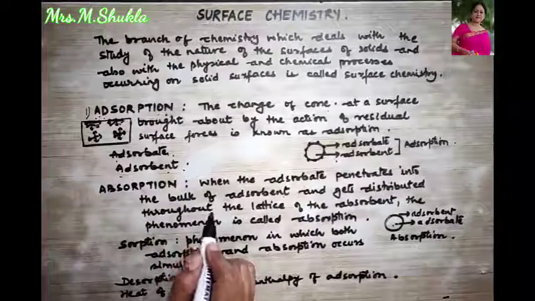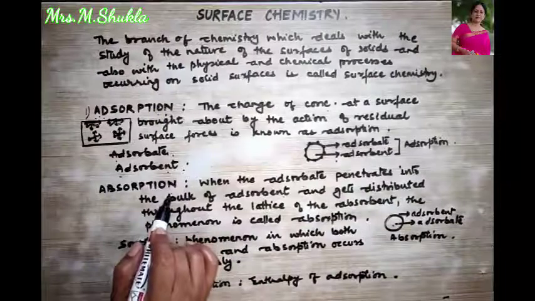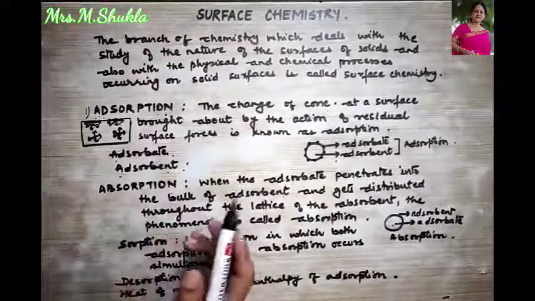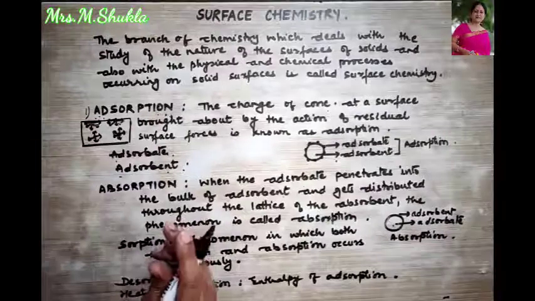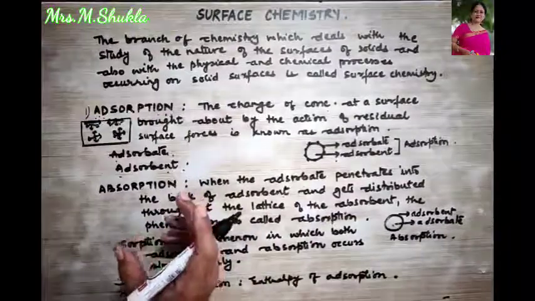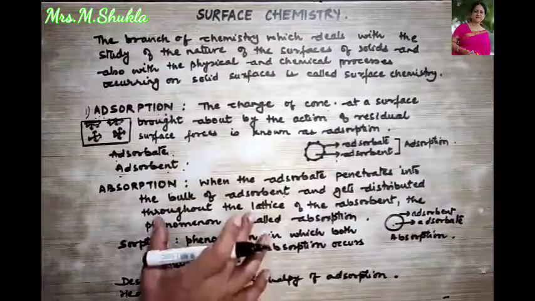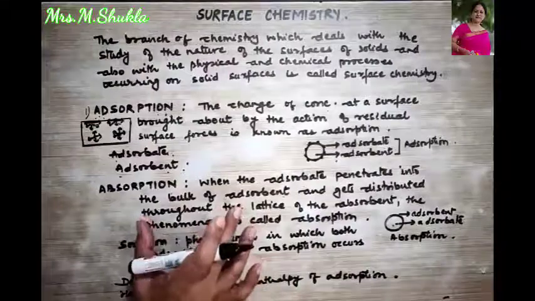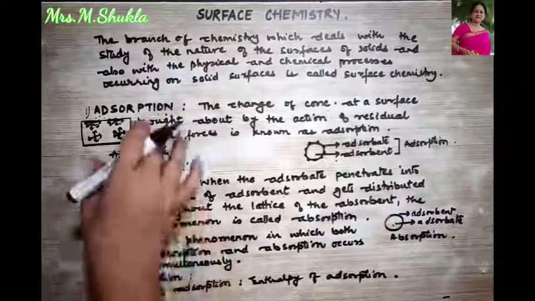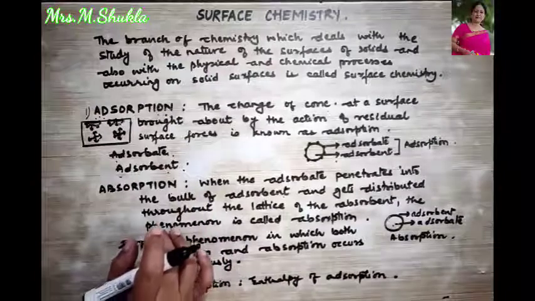So some of the examples of absorption could be like water vapor, which can be absorbed by anhydrous calcium chloride, then absorption of iodine by starch, then even the ink that is absorbed by the blotting paper. So these are some of the examples of absorption. Clear? So now what is the difference between adsorption and absorption? This is now very important to be understood.